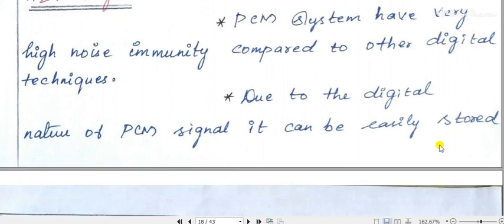Advantages. A PCM system has very high noise immunity compared to other digital modulation techniques, and due to the digital nature of the PCM signal it can be easily stored.